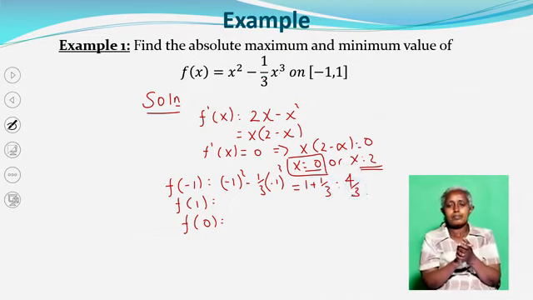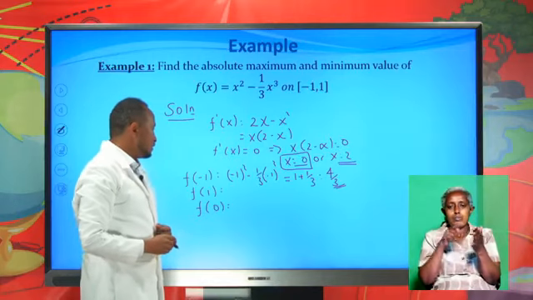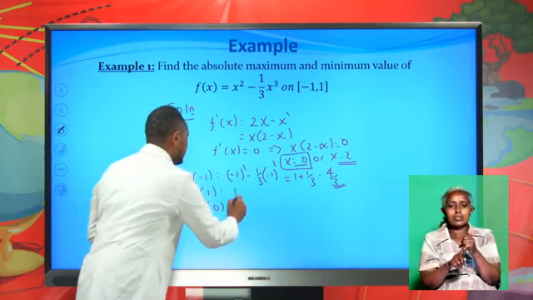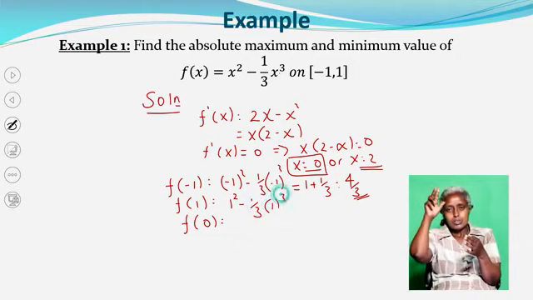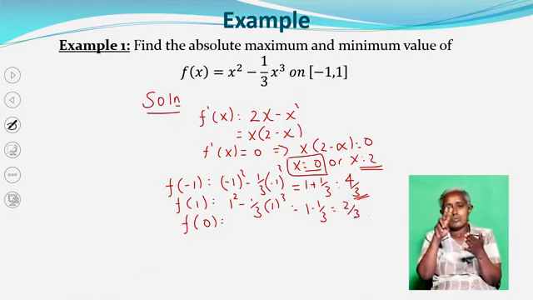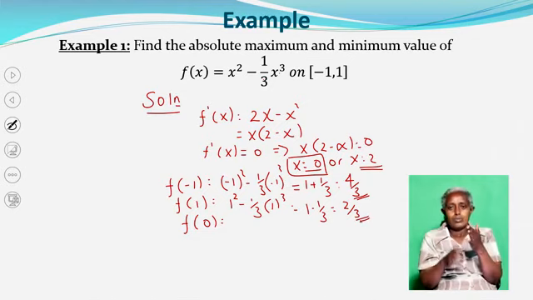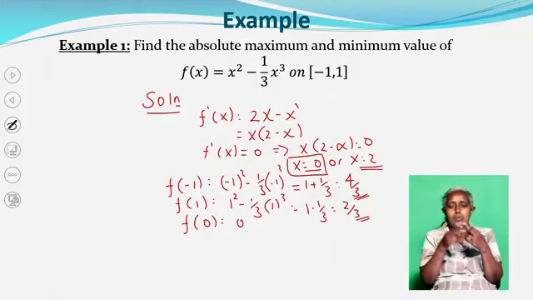So the result will be 4 over 3. The functional value at x equals -1, at one of the endpoints, is 4 over 3. At the other end, putting 1 squared minus 1 over 3 times 1 cubed, this equals 1 minus 1 over 3. Therefore, it is 2 over 3. At 0, its functional value will be 0. Simply, when you put 0 squared minus 0 times 1 over 3, it is 0.